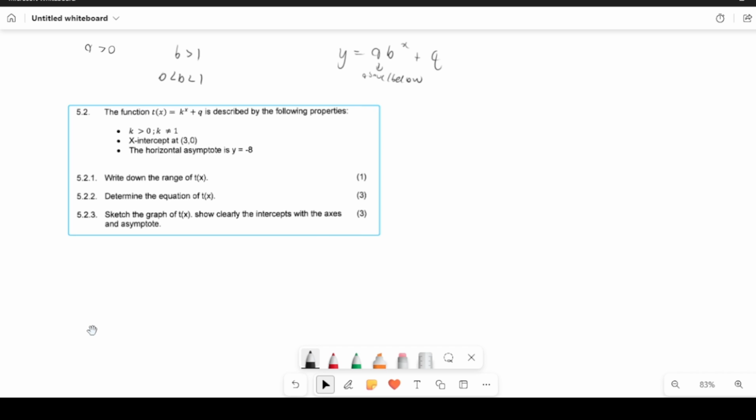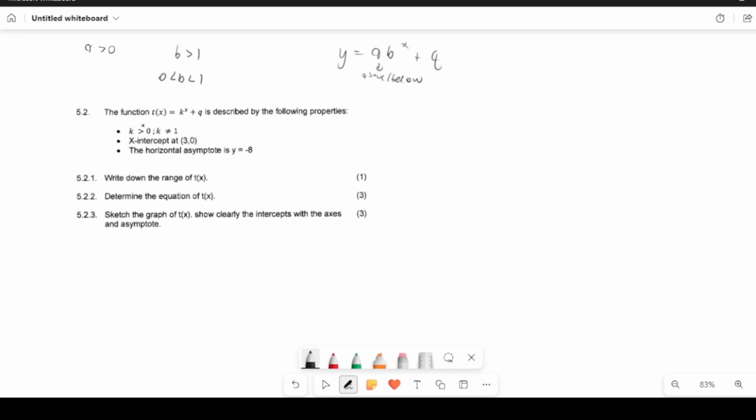In this question, the function t of x is equal to k to the power of x plus q, and it is described by the following properties. k has to be greater than 0. That's a standard property of exponential functions. k is greater than 0.